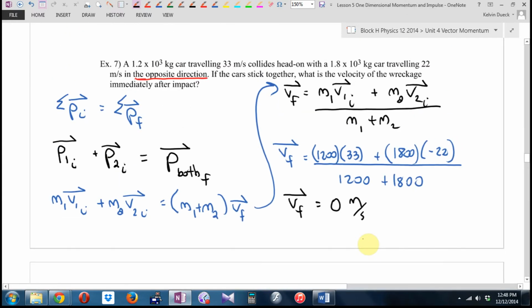By the way, we're going to give this notion of the wreckage sticking together a special name. We're going to give the notion of the wreckage bouncing off each other a special name as well. They're two different types of collisions. You'll learn that name next lesson.